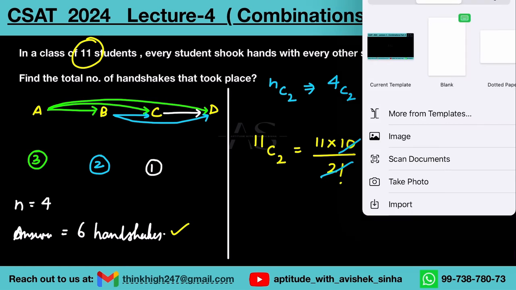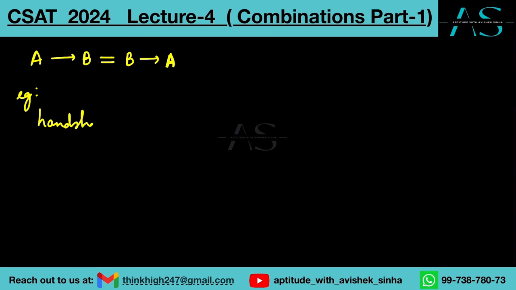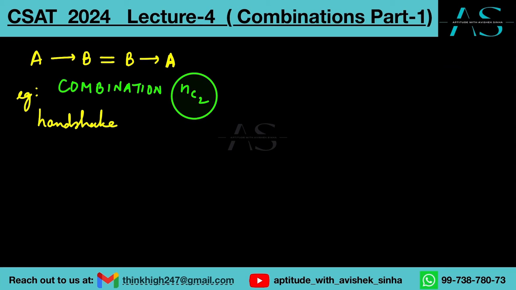Now a very important point that I'm going to discuss, so please be very attentive. When A to B is the same as B to A, which means if A is shaking hands with B, then we call it a handshake, which means B is also shaking hands with A. Example, handshake. We use combination here. And the formula is NC2. Alright.